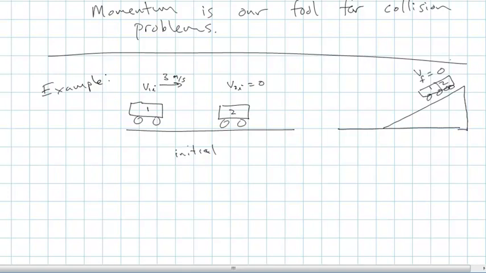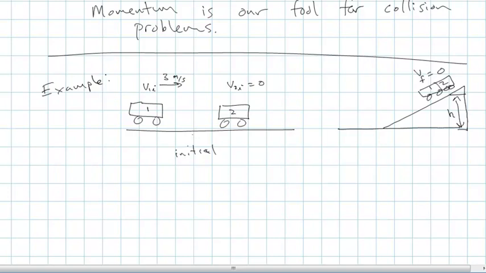And eventually they come to rest. They roll up that incline and come to rest. And we want to know, how high are they when they come to rest? What do we have going on in this problem?